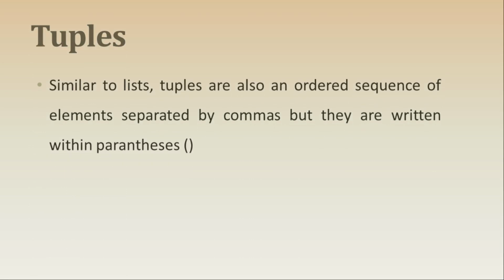Similar to list, tuples are also an ordered sequence of elements separated by commas. Since it is an ordered sequence of elements, the same indexing that we discussed for lists is applicable for tuples as well. But the difference is that here the elements are written within parentheses, whereas in list we use square brackets. So here is an example. See here, a tuple can have any data type similar to the list. They are separated by commas and they are written within parentheses instead of square brackets.